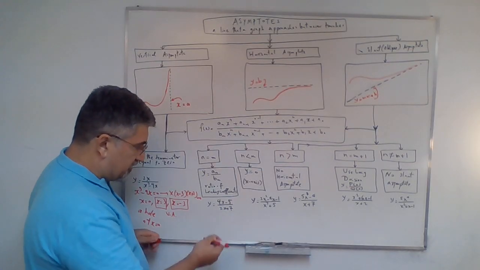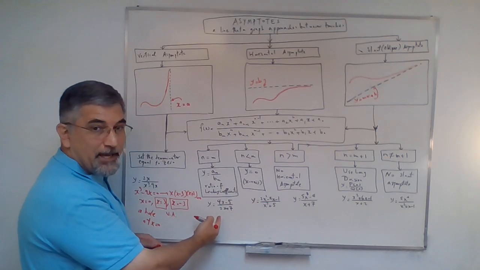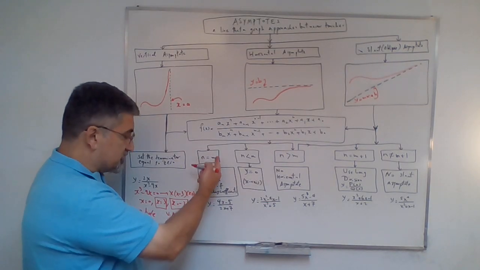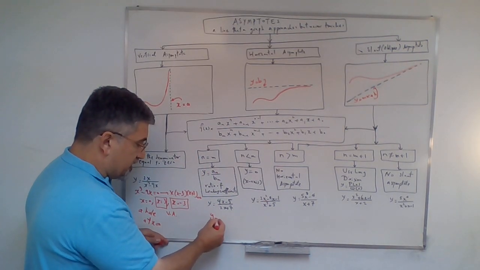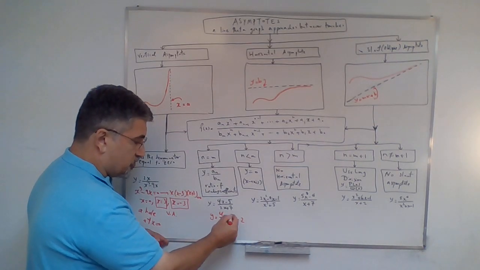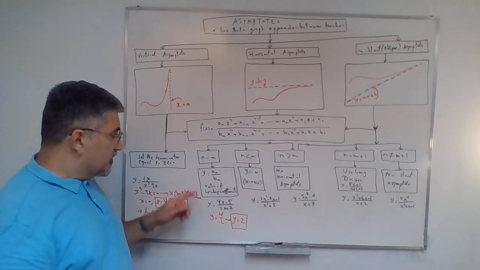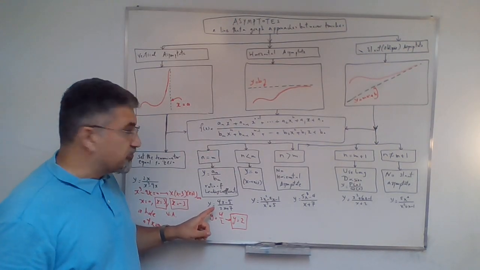Like in this example, the top and bottom are both linear. So n is equal to 1, m is also equal to 1. So n equals m, that means that y equals 4 over 2, which means y equals 2, if I simplify, would become the equation of the horizontal asymptote for this function in this example.